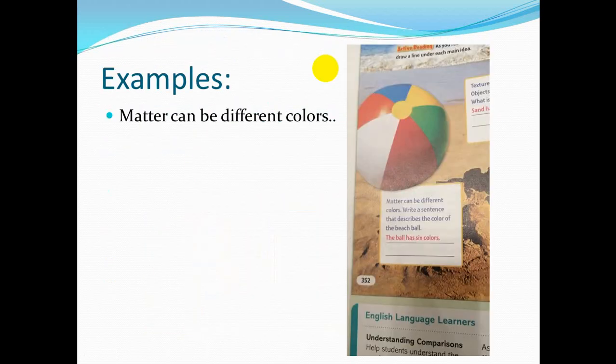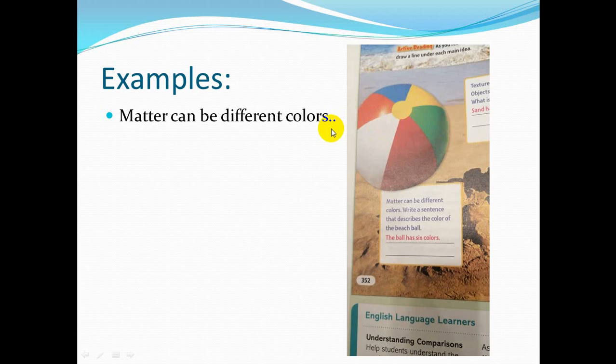Now the second example of physical property: some matter can be different colors. Look at your book also, page 352. On the beach, sometimes we can play with this ball. Write a sentence here that describes the color of the beach ball. The ball has 6 colors. Yes, 1, 2, 3, 4, 5, 6. 6 colors in this ball.